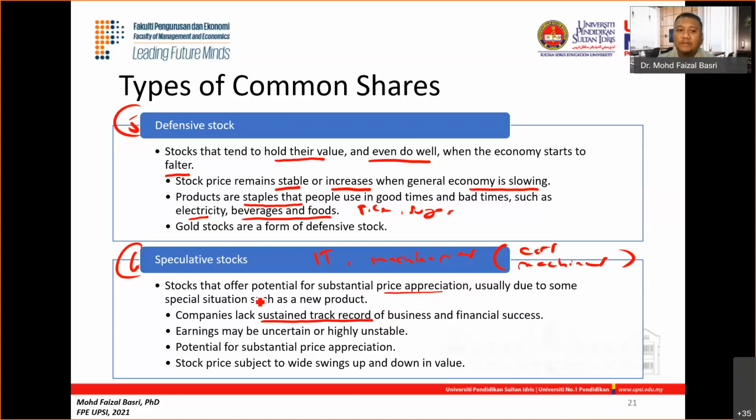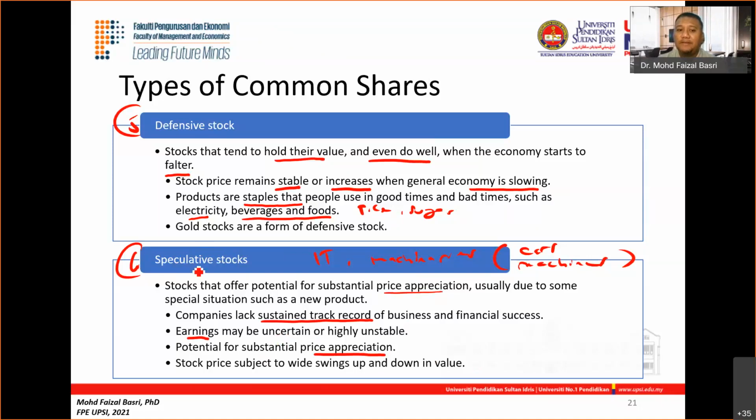So that's why we call them speculative, because of the unpredictability of their earnings. It depends on the performance of their products in the market. Therefore they have a potential to appreciate, but at the same time they can go down very sharply as well. So speculative stocks are only suitable for investors who know the market very well, know when to enter the market or to leave the market in order to gain profits.